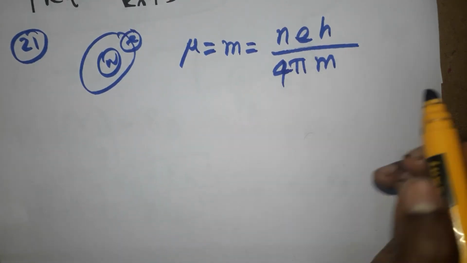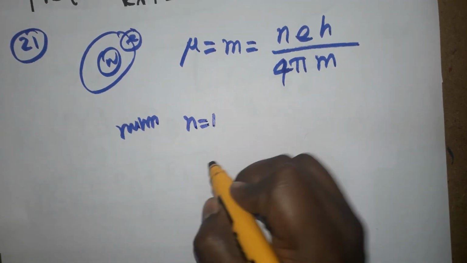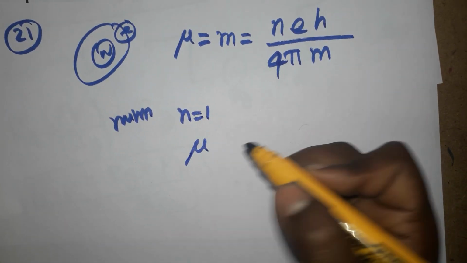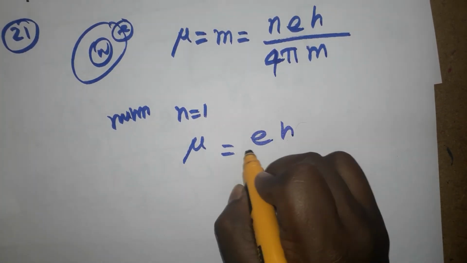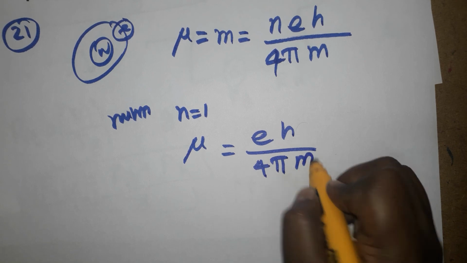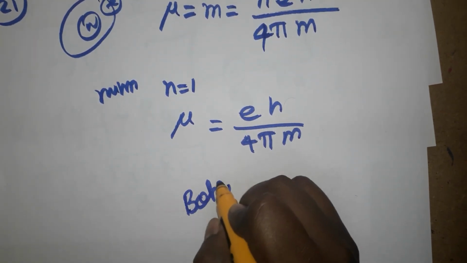It has a minimum value. When is it minimum? When n is equal to 1, the magnetic dipole moment becomes minimum, in the first orbit. So it is e h divided by 4 pi m. The same formula we call the Bohr magneton.